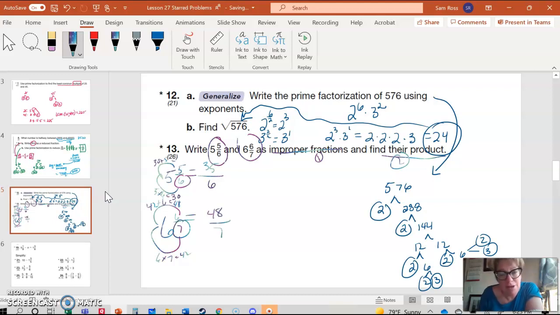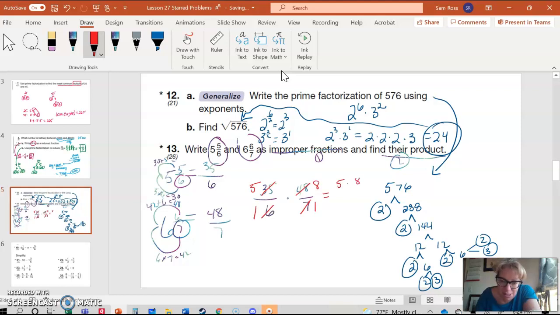So then I'm going to find their product, which means I get to multiply them. What I'm going to do is reduce before I multiply, because if I reduce after I multiply, it's kind of a bear. So I know that 7 goes into 35. 7 goes into 7 one time, goes into 35 5 times. I also know that 6 goes into 48. 6 goes into 6 one time, goes into 48 8 times. So then I end up with 5 times 8 over 1 times 1, which is 40.